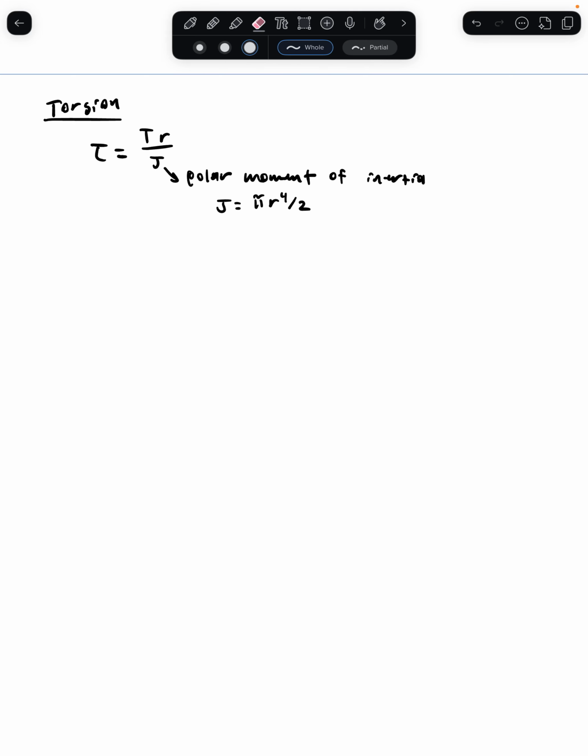Another important equation is what I call the angle of twist equation. The angle of twist equals torque times the length divided by G times J. This J is the same as above, and G is the shear modulus of elasticity. This G should be given, and then you'll generally have to solve for J.